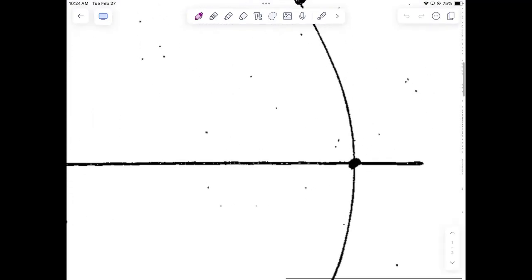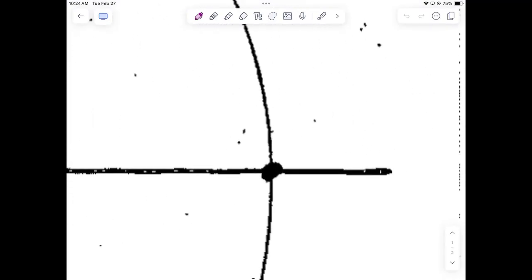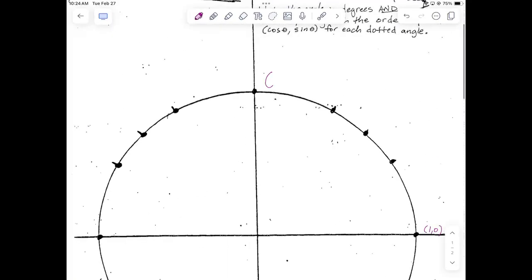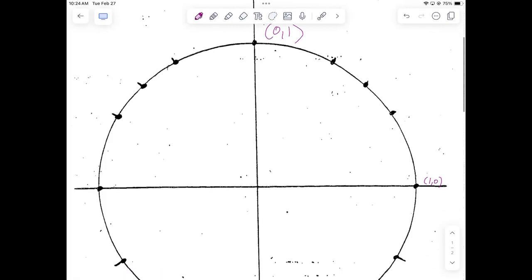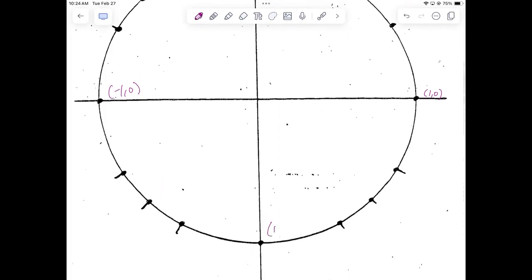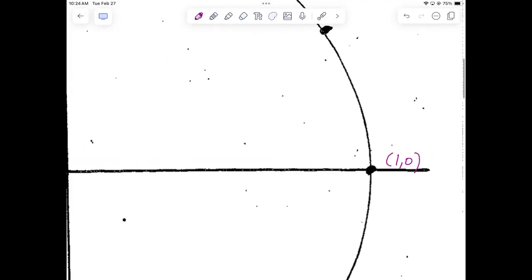The first thing that I would recommend is to get your quadrantal angles out of the way. This is the point (1, 0). This is the point (0, 1). This is the point (-1, 0). And this is the point (0, -1). These are the ones that most people forget. They leave them off accidentally, so I like to do them first. Now, let's do the angles.